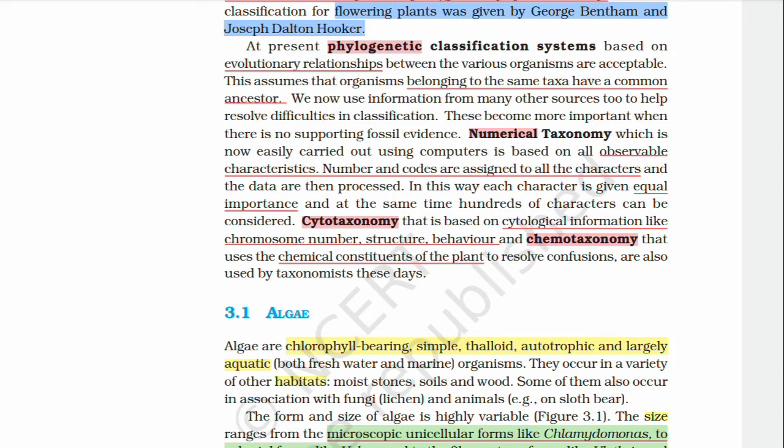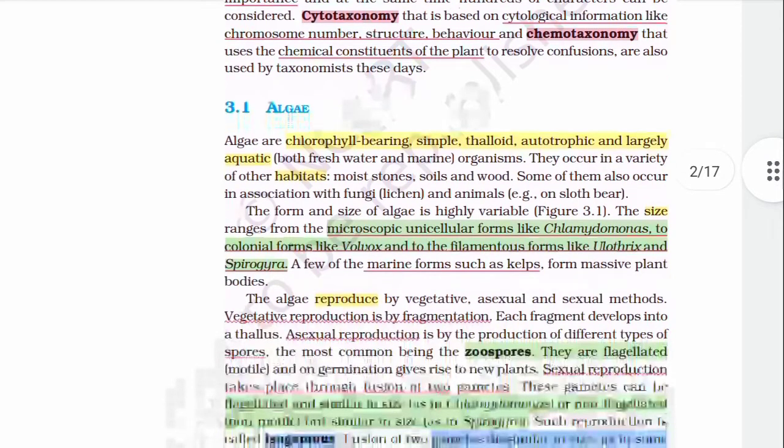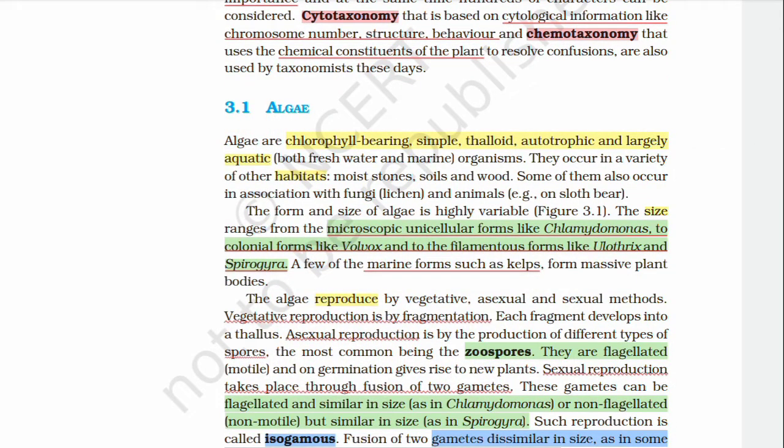So in this, first we will see algae. Algae are chlorophyll bearing, simple, thalloid, autotrophic and largely aquatic. So they come under Plantae. So they will have chlorophyll. They are simple. What is thalloid? Thalloid means they are multicellular organisms, but they do not have specialized structures like roots, stem and leaf.